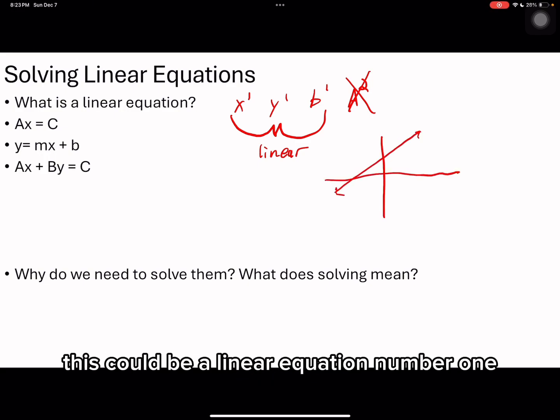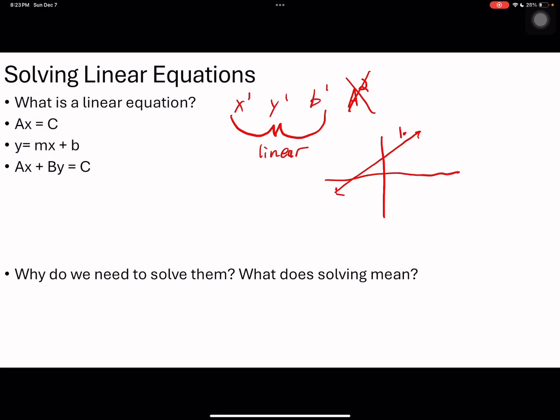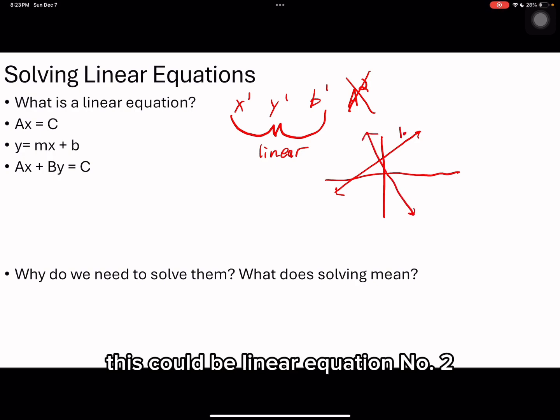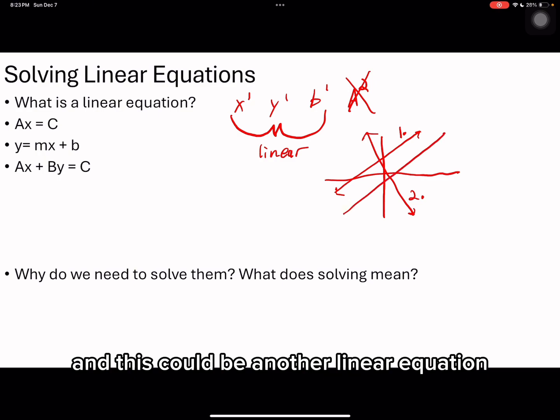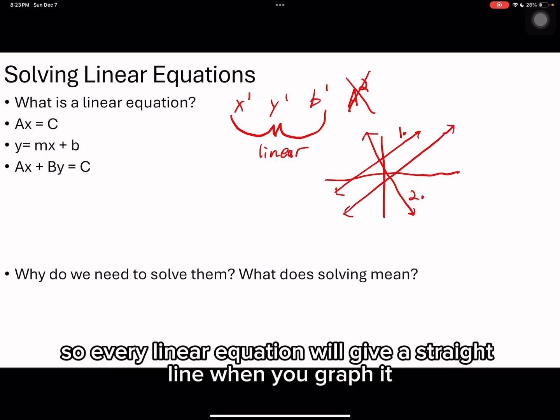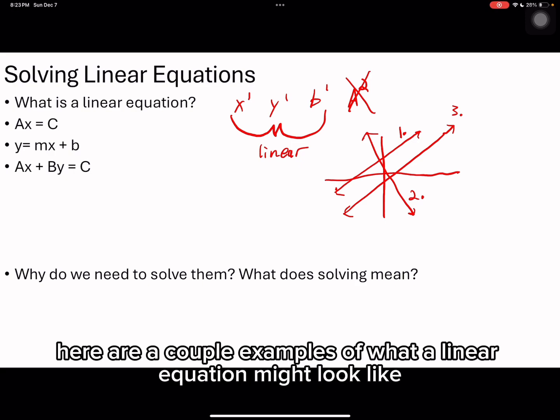So like this could be linear equation number 1. This could be linear equation number 2. And this could be another linear equation. So every linear equation will give a straight line when you graph it. So here are a couple examples of what a linear equation might look like.